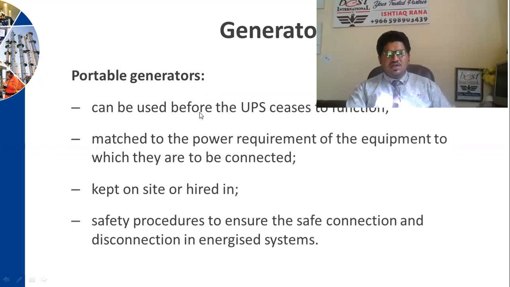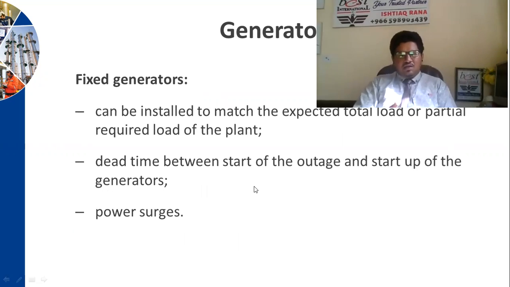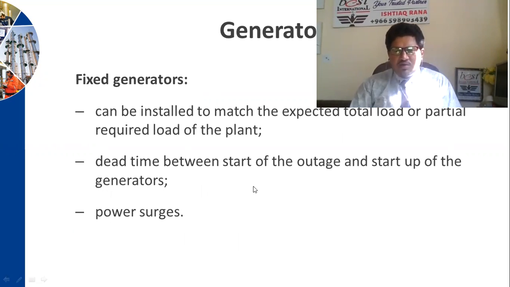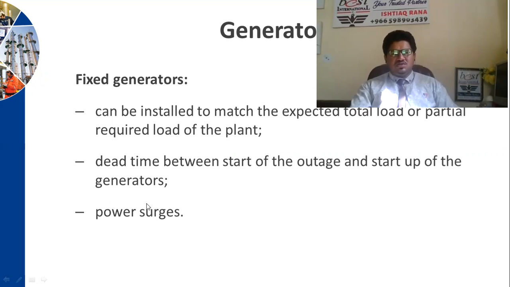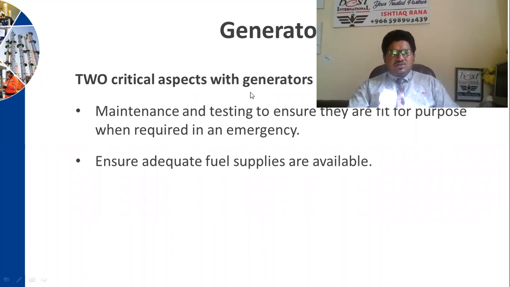Generators: portable generators can be used before the UPS ceases to function. They must match the power requirements and be kept on site or hired. Safety procedures are needed to ensure safe connection and disconnection in energized systems. Now, what about fixed generators? They can be installed to match the expected total load or the partial load required by the plant. There is a delay between the start of the outage and startup of the generators, and power surges. Two critical aspects with generators: maintenance and testing to ensure they are fit for purpose when required in an emergency, and ensuring adequate fuel supplies are available.